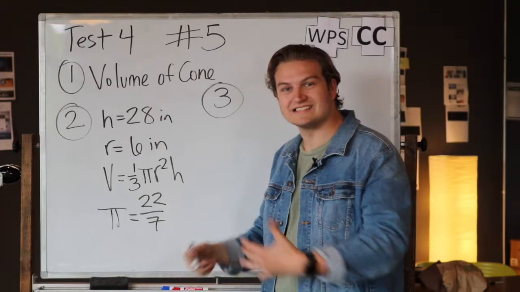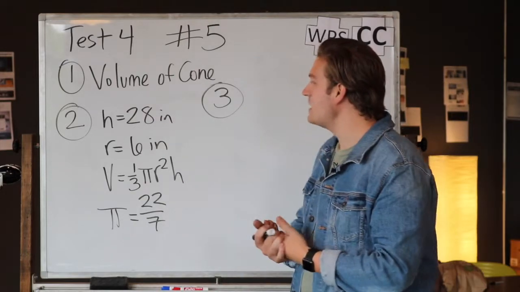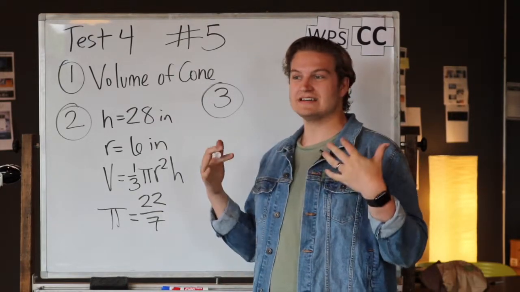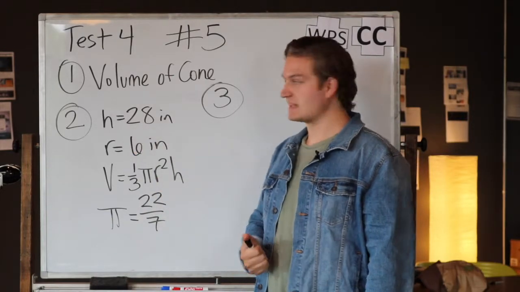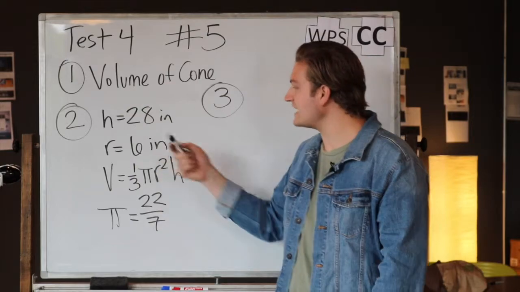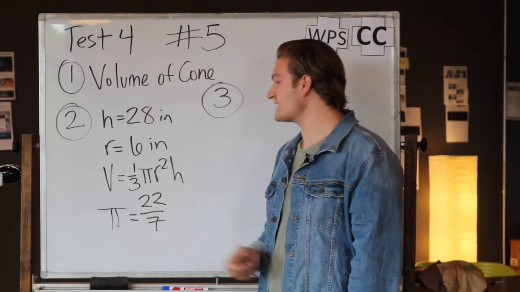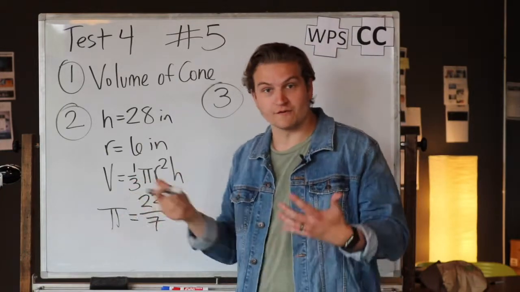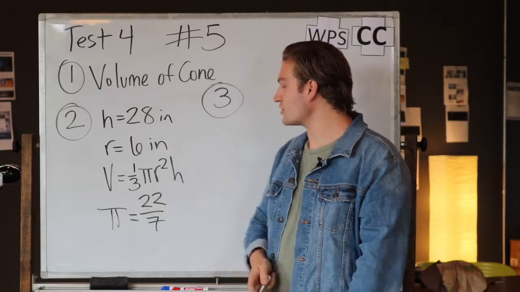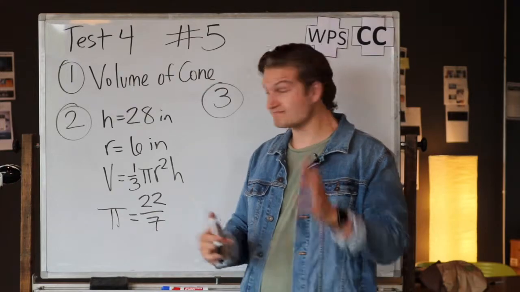What do we know? What does it give us that's going to help us find the volume of this cone? Well, it gives us basically everything we need. It tells us that the height of the cone is 28 inches. It tells us that the radius of the cone is 6 inches. They're kind enough to give us the formula for the volume of a cone. It's 1/3 pi r squared h.